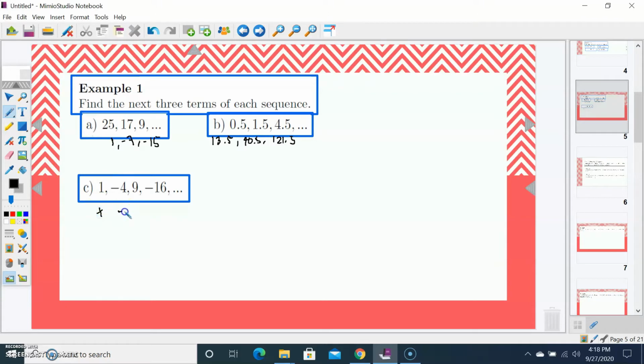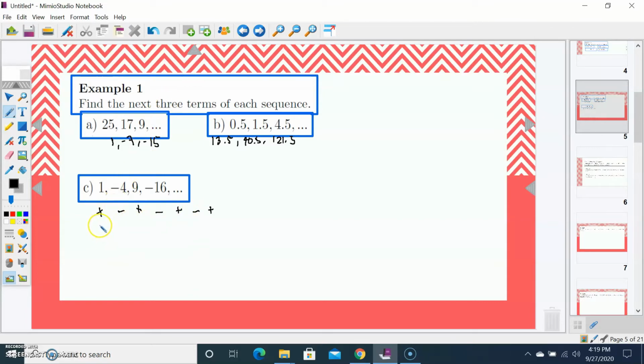So this is positive, this is negative, this is positive, negative. And then the next term after -16 must have a sign of positive, followed by negative, and then by positive. So we need to take note of this. So the next 3 terms must have the sign positive, negative, and positive. So how do we find the numbers, since we already know the sign of the next 3 terms?